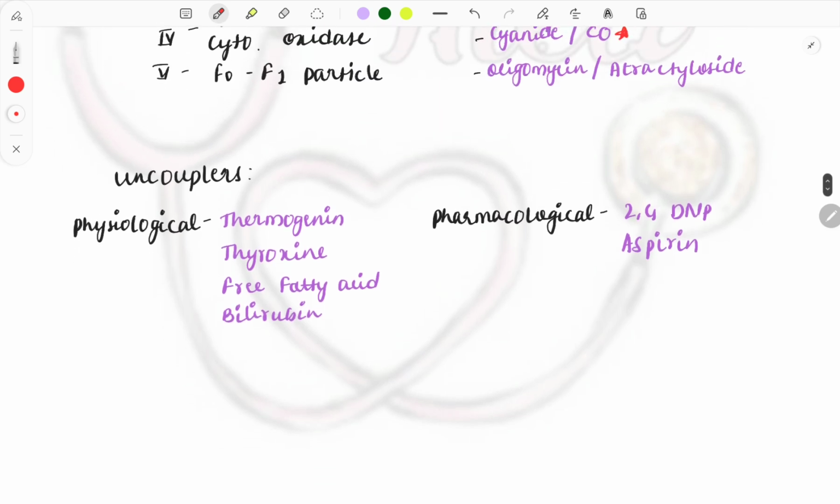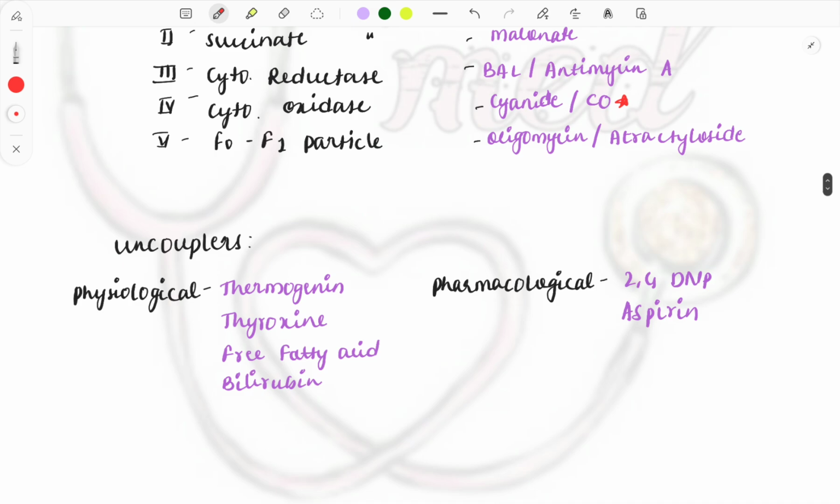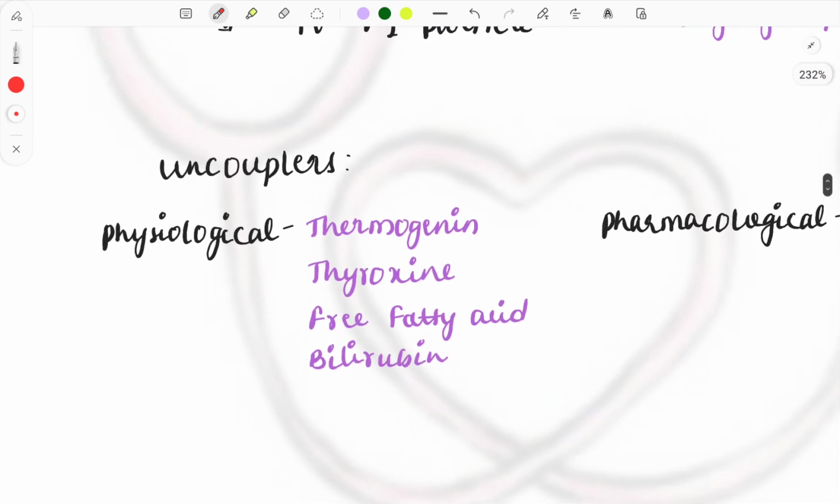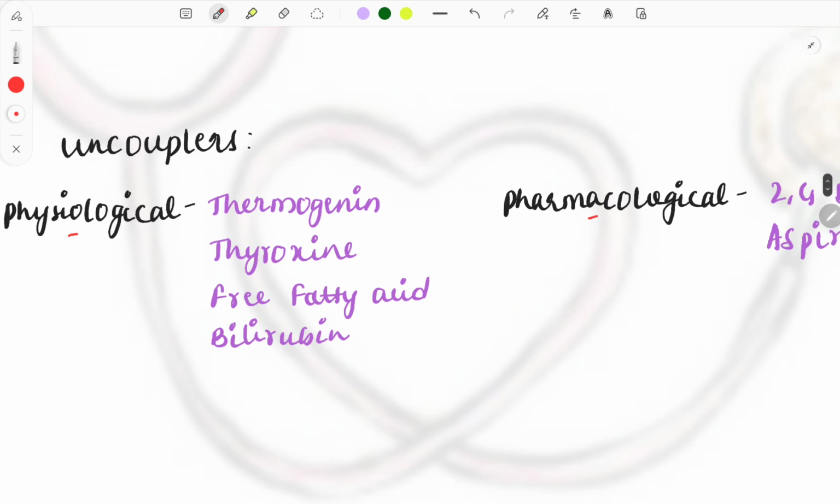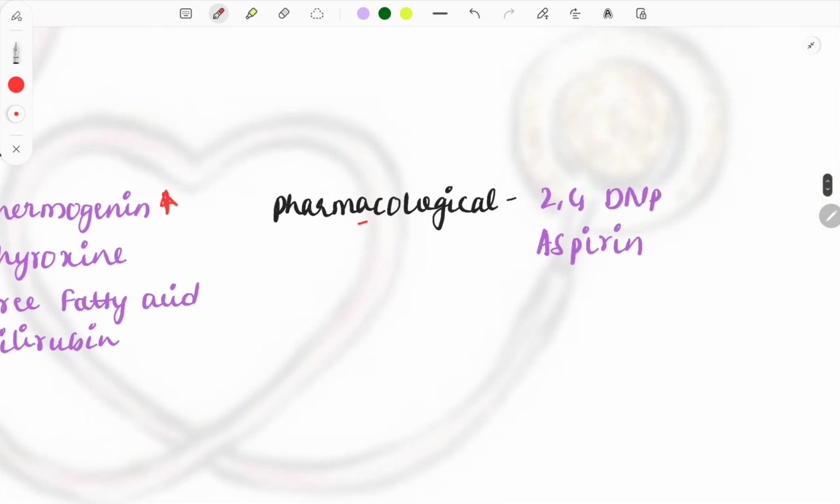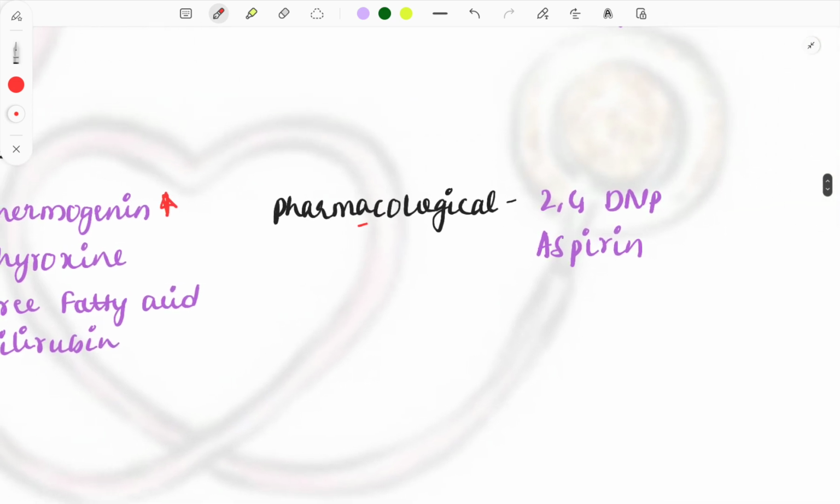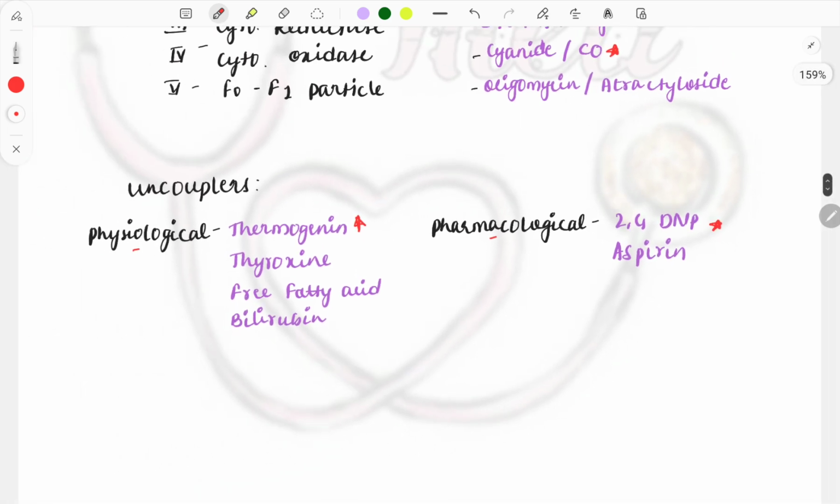Then the other things from this electron transport chain are the uncouplers. Okay, so there are two categories of uncouplers: physiological and pharmacological. Physiological means these are available normally in the body also, and one important is thermogenin, PYQ, then thyroxine, free fatty acid, and bilirubin. These are all the physiological uncouplers, whereas the pharmacological are 2,4-DNP and aspirin. So this is also a PYQ, and in the question please look at the wording. If this question comes, they're asking about the physiological or the pharmacological.